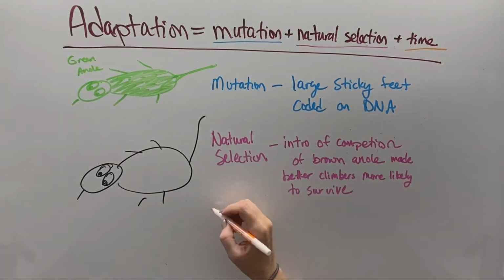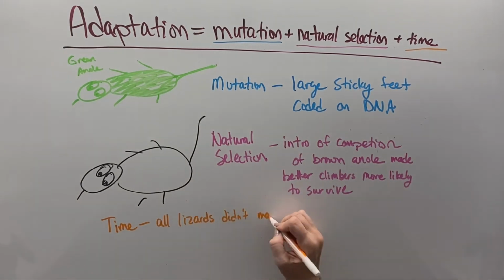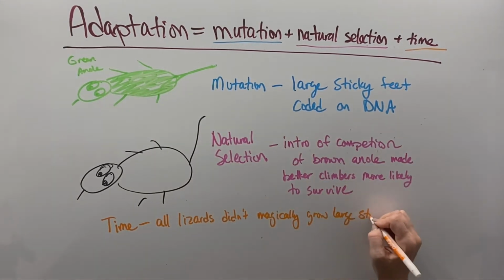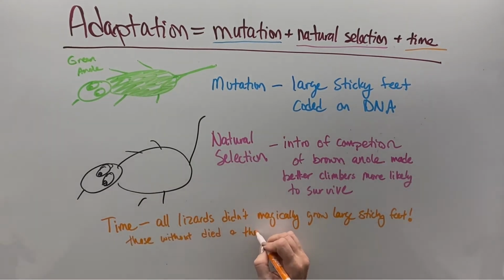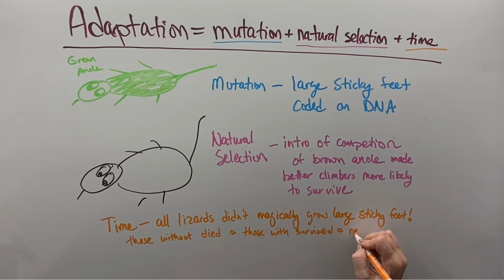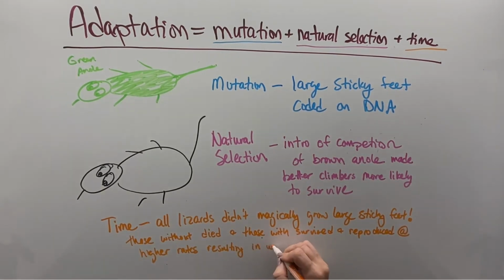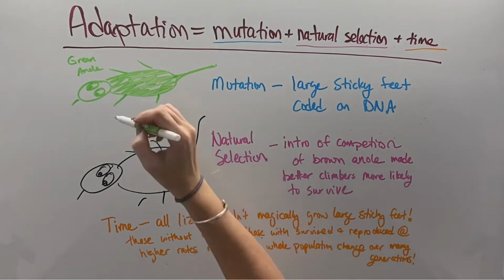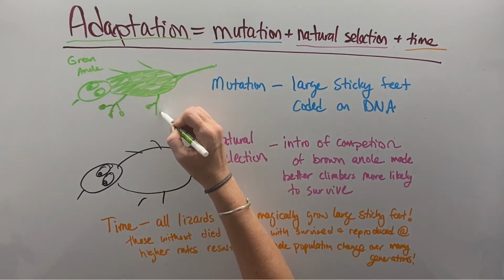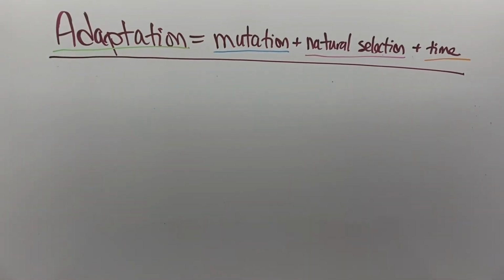The last component of time isn't that it takes time for the lizards to grow bigger feet. The time is all about the fact that it takes multiple generations to see this trait show up in the majority of the species. The lizards can't just magically grow bigger, stickier feet just because they want to get away from the brown anoles. Those who have the bigger, stickier feet survive, and those who don't are not going to live as long. They're not going to be as reproductively successful, and so over time, the entire population will shift to have that trait, which is our adaptation. Those big, sticky feet happen: mutation plus natural selection plus time.